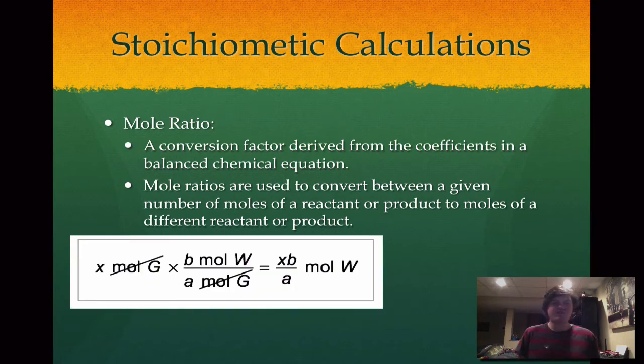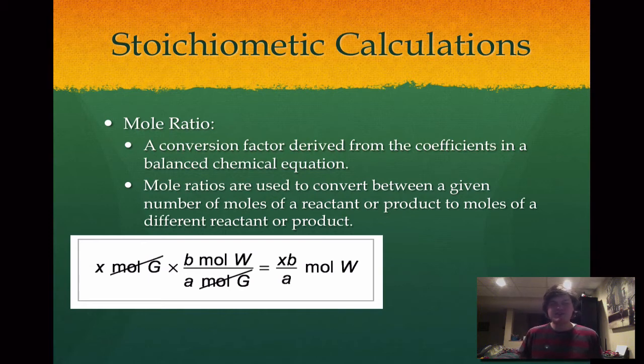Here's the start to a conversion. I pulled this out of the textbook and we'll talk through it for a moment. The first component or expression in this equation is what we know. We would be given some value, X moles of substance G, then times in a line, we'd be canceling out substance G and moving to substance W. The molar ratio is B over A, and B and A would be the coefficients found in the balanced equation.